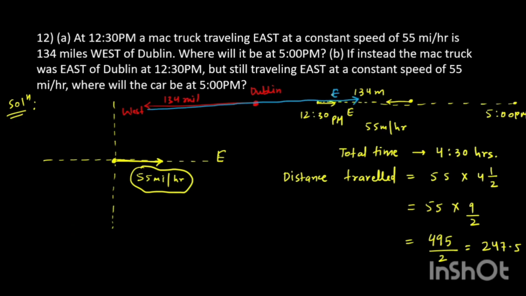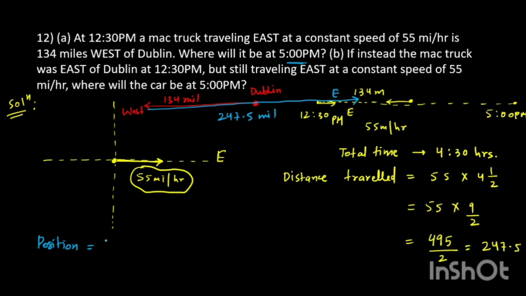So how much distance has it covered? 247.5 miles. The question says, what is the position, or where is it at 5 p.m.? So how are we going to find it out? Because it is actually asking for the position. Position can be given by calculating the displacement.